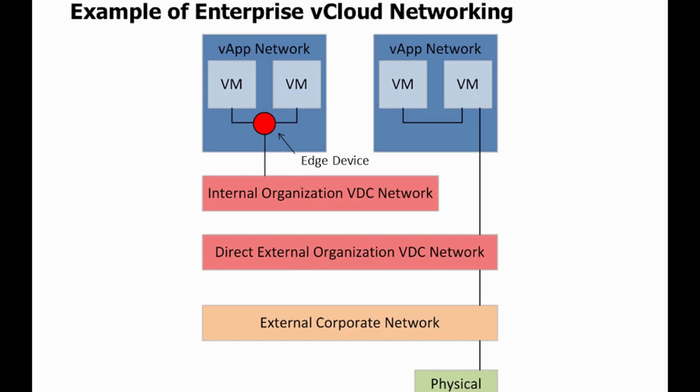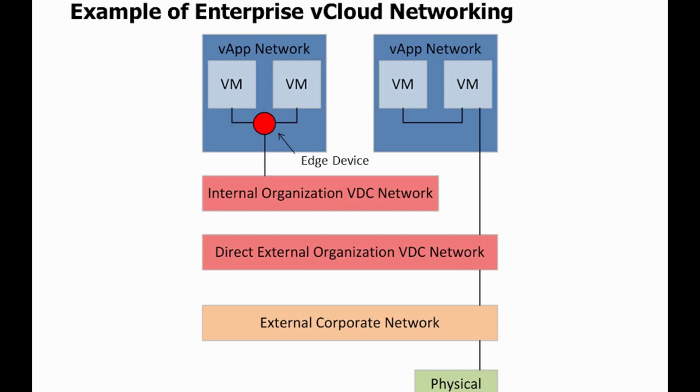So rather than using just the VMware examples, I went ahead and threw together an example of an enterprise vCloud networking model in which we have 4 virtual machines within 2 VApps. So the VApp on the upper left in blue has 2 virtual machines, and the other VApp, also in blue, has 2 virtual machines. The first VApp with the 2 virtual machines in the upper left has a red vShield Edge device that is talking to an internal org VDC network. So that's an isolated internal network that doesn't go anywhere.